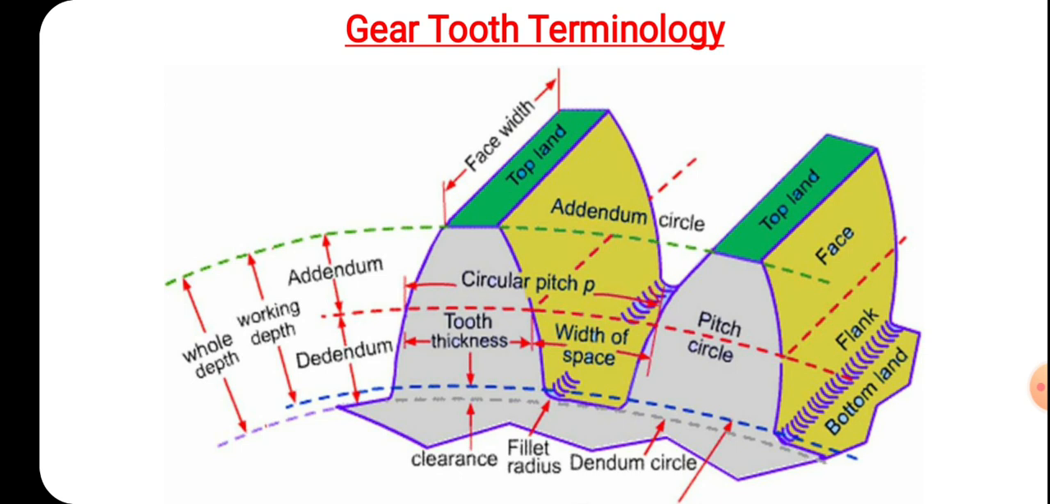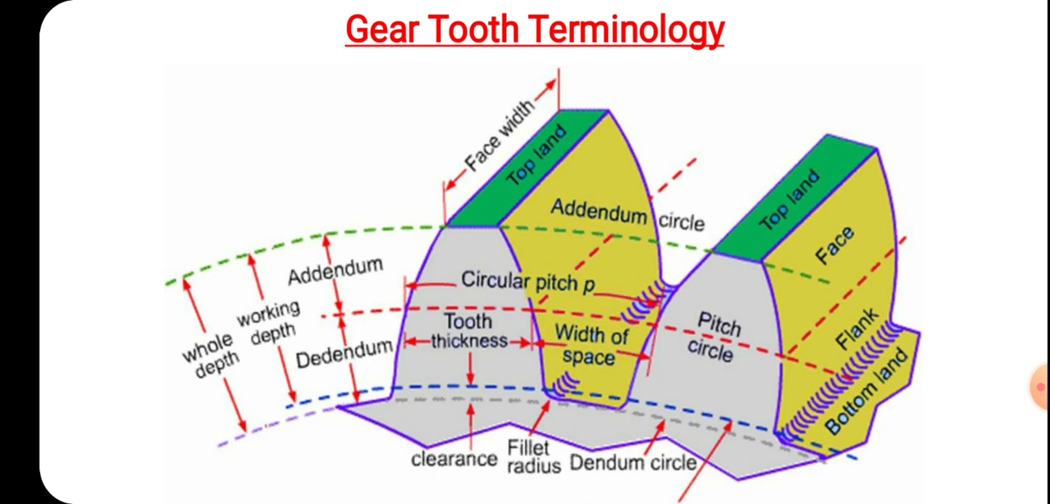Now, what is pressure angle? It is also known as angle of obliquity. So it is the angle between the common normal to two gear teeth at the point of contact and the common tangent at the pitch point. It is usually denoted by phi.